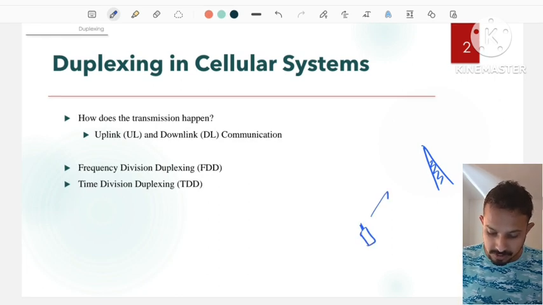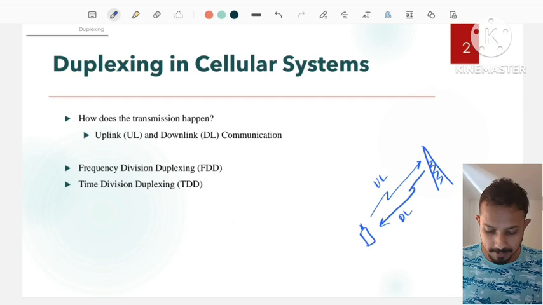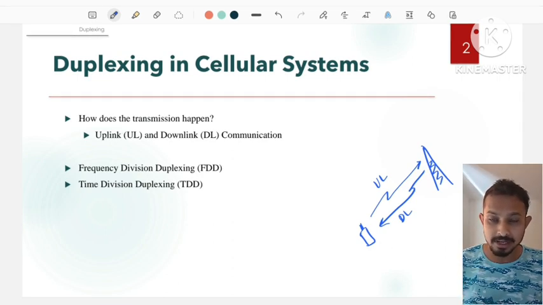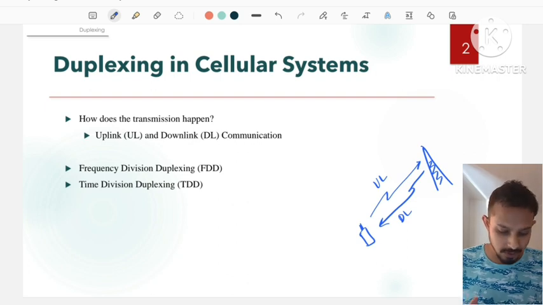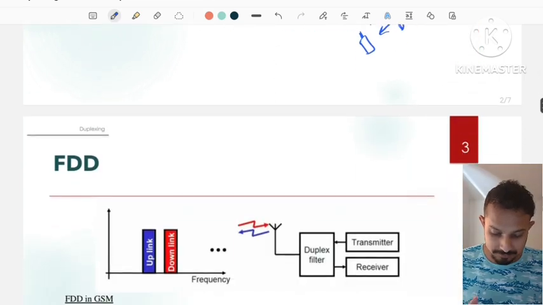When the mobile user is sending a signal to the base station, this transmission is known as the uplink transmission, and the other transmission from the base station to the mobile user is known as the downlink transmission. So duplexing indicates the ability to simultaneously use the uplink and downlink transmission, either in different frequency or in different time. There are two kinds of duplexing in cellular systems: frequency division duplexing and time division duplexing.